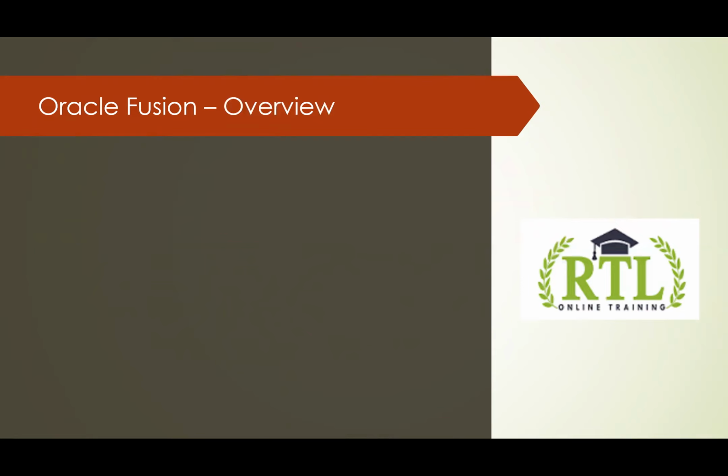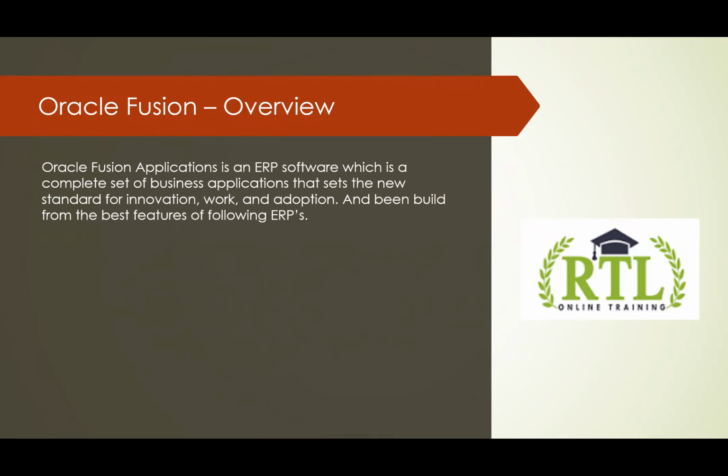ERP means enterprise resource planning. If you implement ERP, automatically your resources will be optimally utilized. So let us see, what is this Fusion ERP? Oracle Fusion Applications is also an ERP software, a complete set of business applications, which sets new standards for innovation, work, and adoption. For performing work in the organization as an employee, or for adopting new technology, Oracle Fusion will be a step ahead of all the other ERPs.